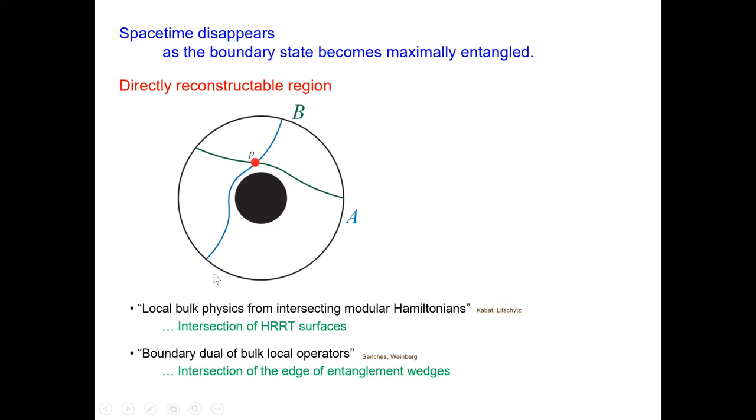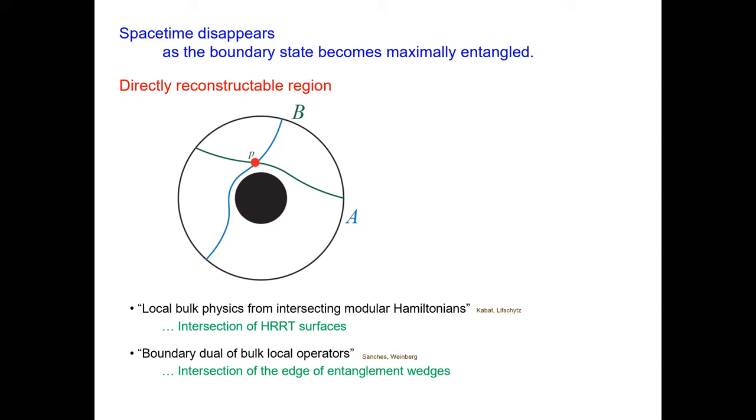So the claim is that space-time disappears in the limit where the entropy of the subregion becomes maximum, namely it goes to the volume in units of one quarter of the Planck unit. When I'm talking about space-time, I mean a directly reconstructable region. For example, you can reconstruct outside the black hole horizon by a cross-section of an extremal surface, or in general, the entanglement wedge, that's the domain of dependence of the entanglement region.